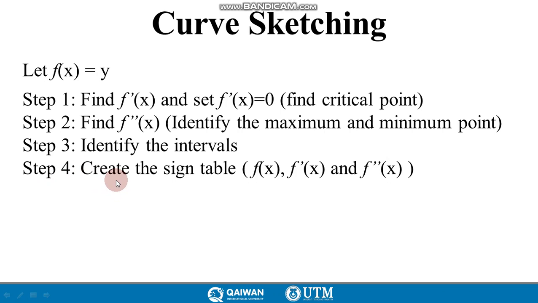In step 4, we create the sign table for f of x, f prime of x, and f double prime of x. For the points that we found in the first step, we put all into a table, and then we find the sign of each of these functions, f, f prime, and f double prime, in the intervals that we obtain.